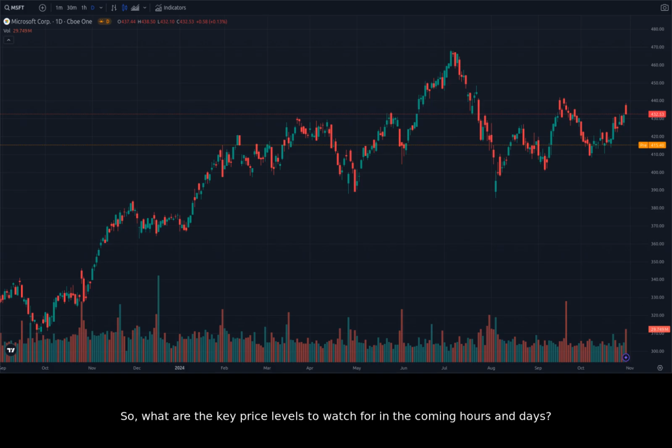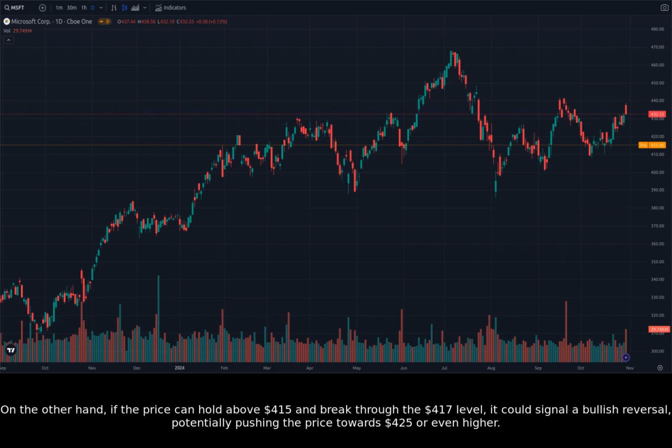So, what are the key price levels to watch for in the coming hours and days? The $415 level is a crucial support level. If the price breaks below this level, it could signal a further decline, potentially towards the $405 level. On the other hand, if the price can hold above $415 and break through the $417 level, it could signal a bullish reversal, potentially pushing the price towards $425 or even higher.